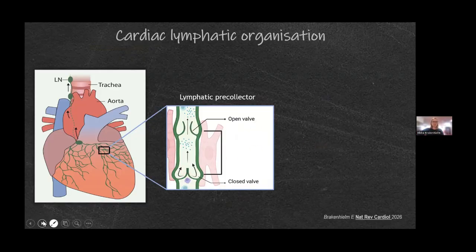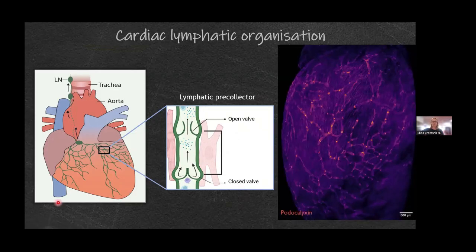Also different from other tissues is that in the heart, these valves, which can be visualized here with podocalyxin stain, are present not only in the collector segments, but also out in the initial or capillary lymphatics, to really ensure that lymph flows unidirectionally and efficiently from the apex towards the base of the heart.